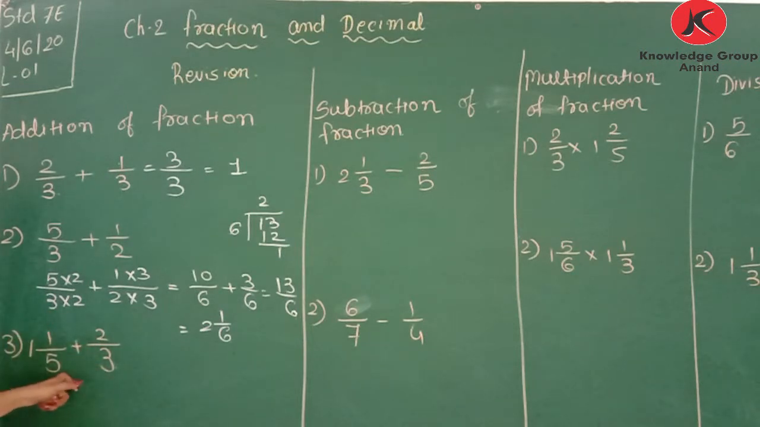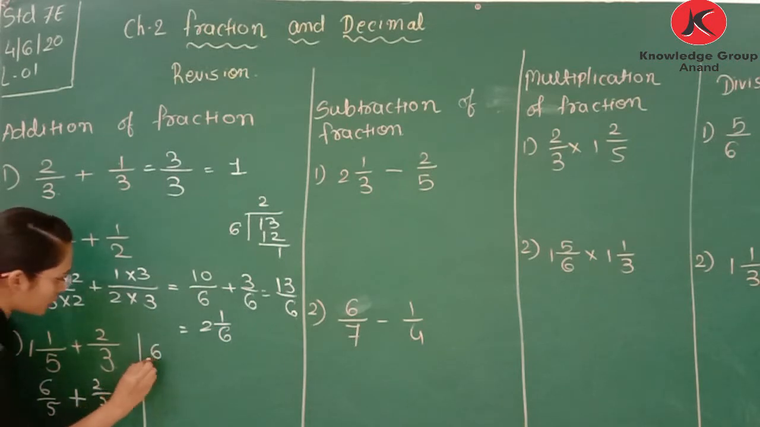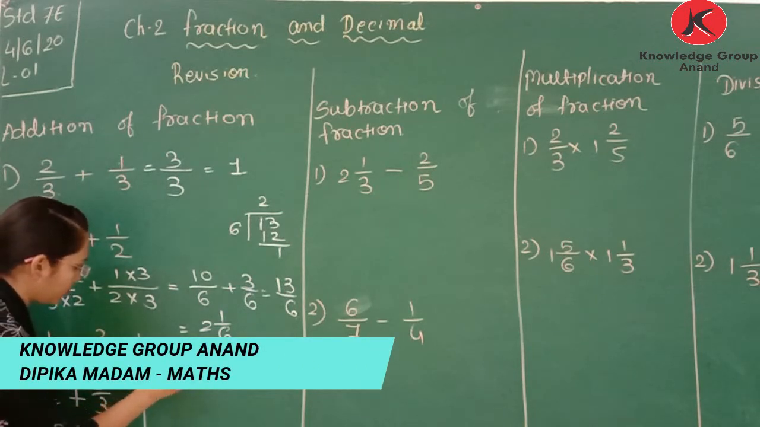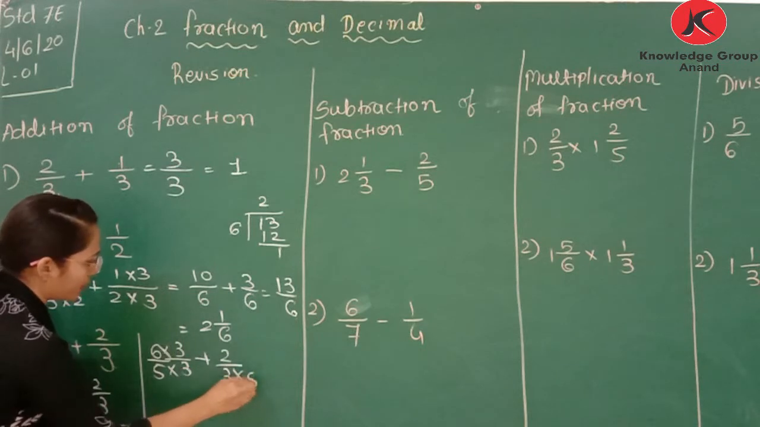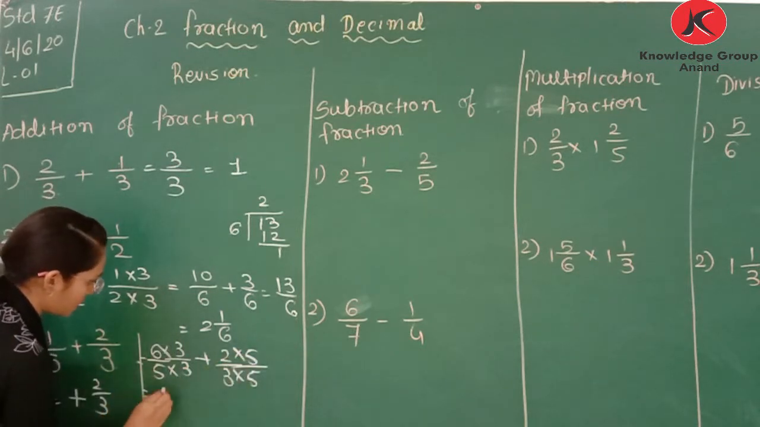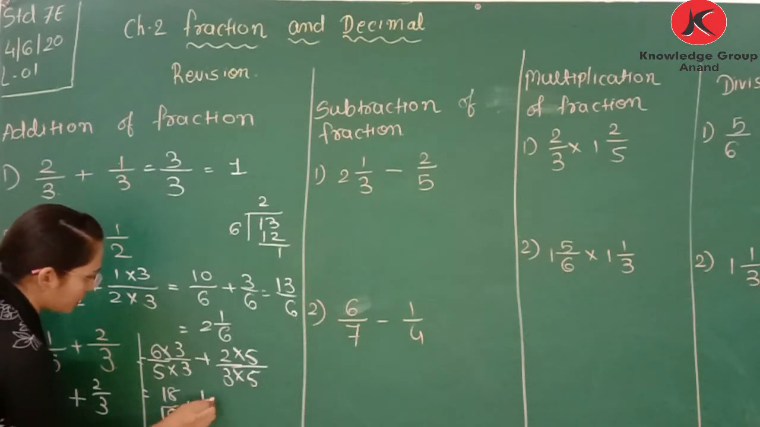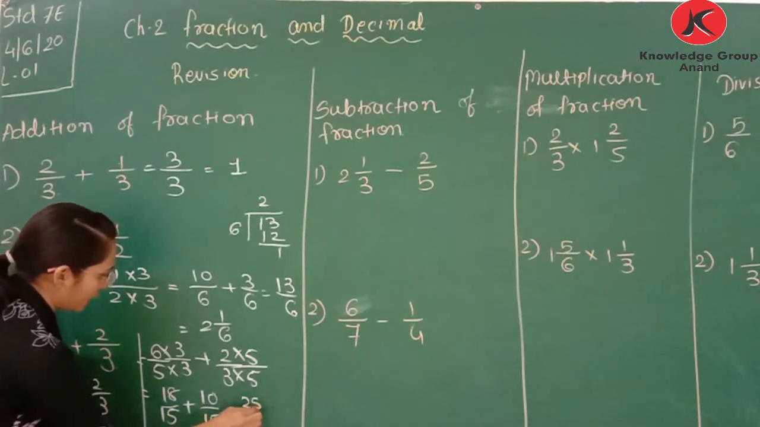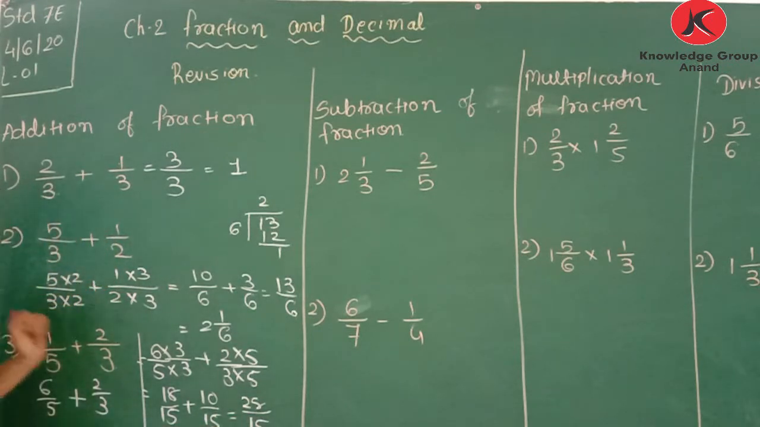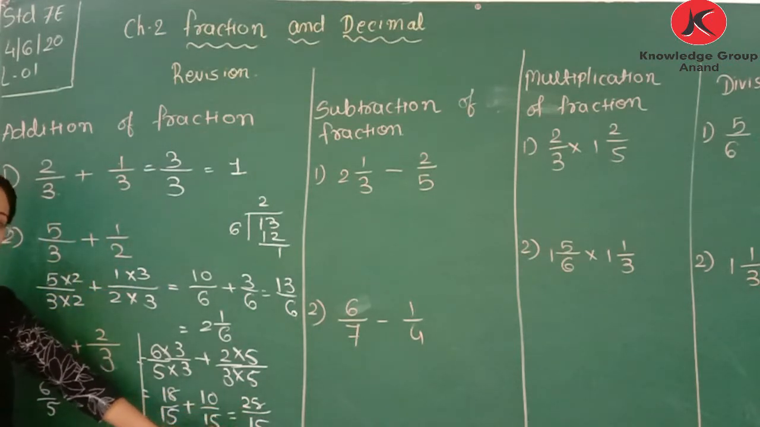Now third example, 1 1/5 plus 2/3. Now here it is mixed fraction. So convert it into improper. 5 ones are 5 plus 1, that is 6/5 plus 2/3. Now take the LCM because one denominator is 5 and other is 3. So LCM will be 15. So 6/5 needs to multiply with 3 and 2/3 needs to multiply with 5. So it is 18/15 plus 10/15, that is 28/15. You can convert this into mixed fraction or you can give this answer too.